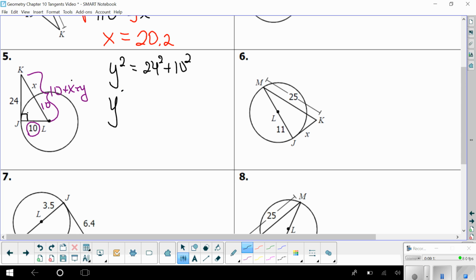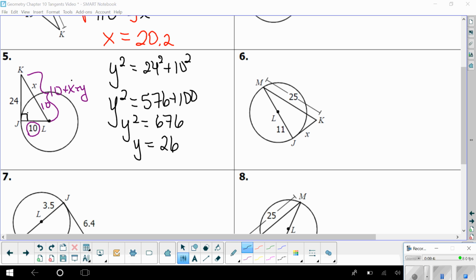So let's try this again. Y squared equals the 576 plus the 100, which gives me your 676. If I take the square root, I get 24. Okay. So, did I get that right? Square root. Okay, little correction. Square root of 676 is 26.